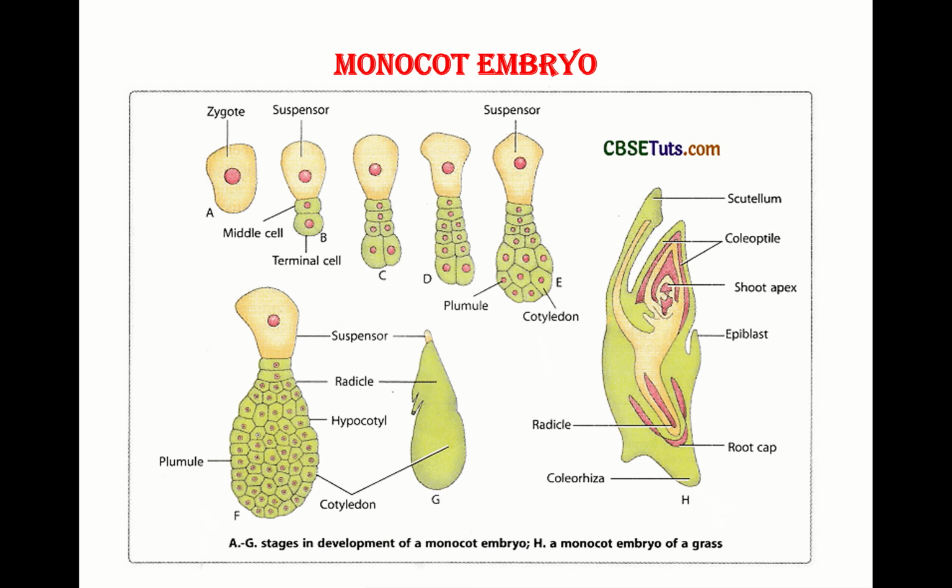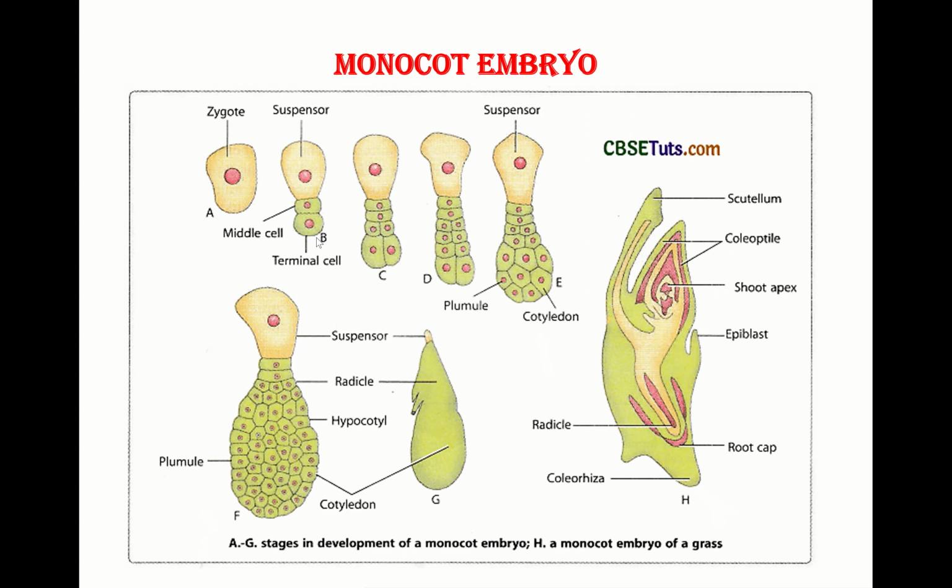As you know, fertilization is the process wherein the male gamete fuses with the egg cell to produce a diploid zygote. So, this is a zygote. It undergoes a horizontal or transverse division to form two cells. One is a terminal cell, and the other one is the basal cell. The terminal cell will give rise to the embryo, whereas the basal cell will produce the suspensor.